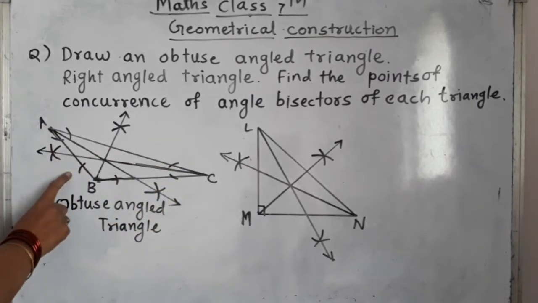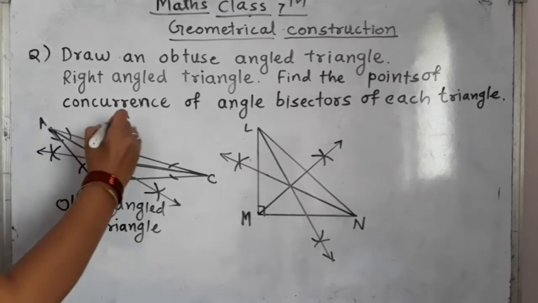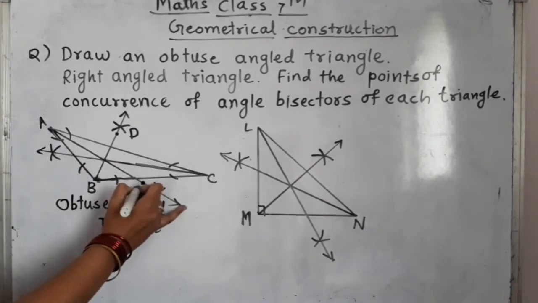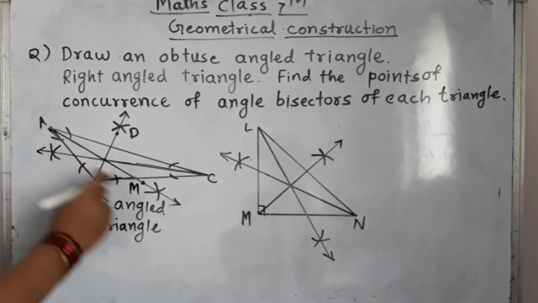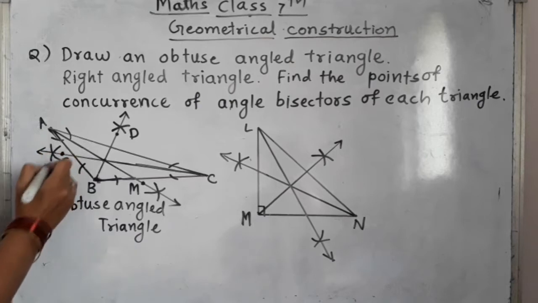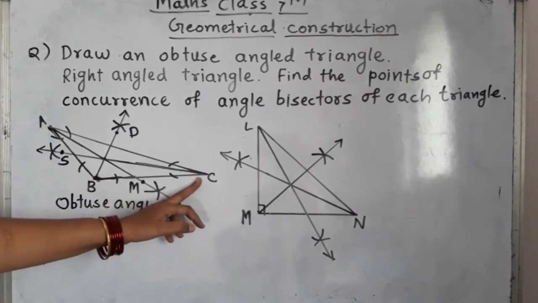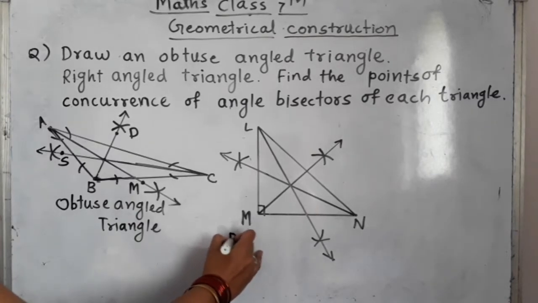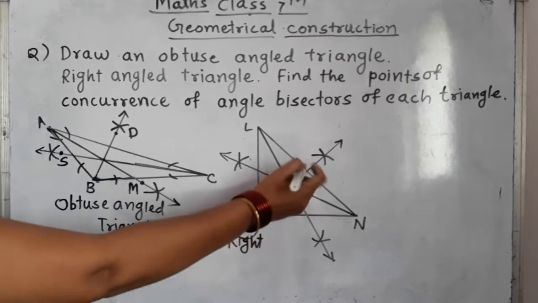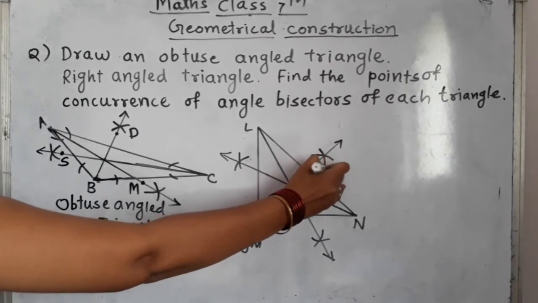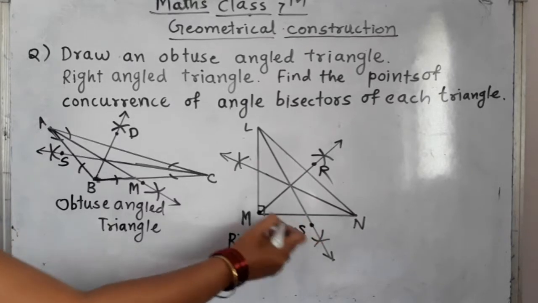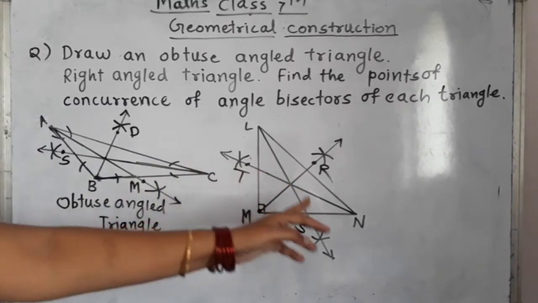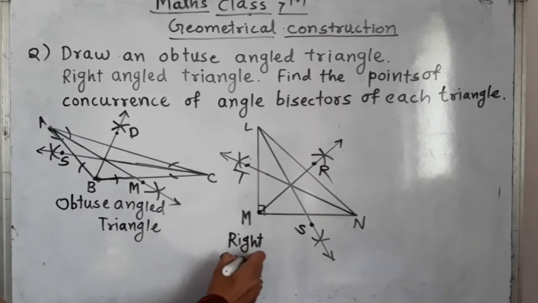See, in this figure, this BD is the angle bisector of angle B. This AM is the angle bisector of angle A, and CS, this is the angle bisector of this angle C. And in this second triangle, M, R, L, S and N, T. All these are the angle bisectors, and this triangle is a right angled triangle.